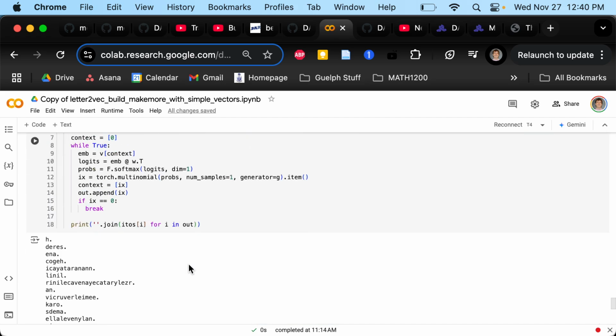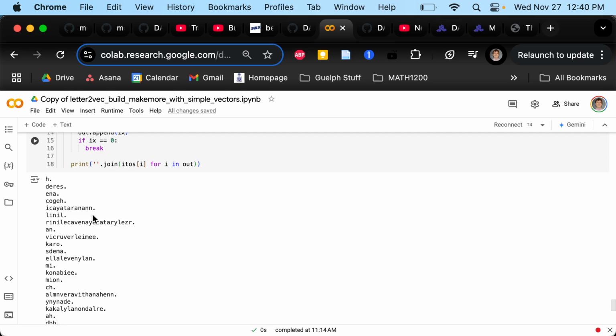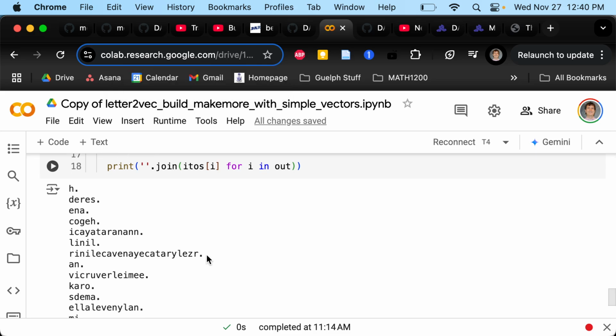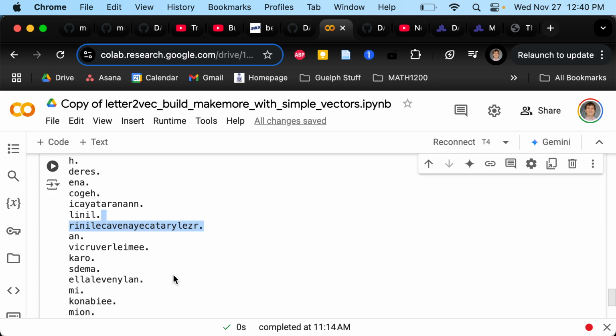And here are some example names that you get, which hopefully look a little better than before. This one, you see the model can sometimes just decide to keep going and going. Let's pick a good one. Hey, that's a nice name. Ella Levenlien. That could be a name. Me. Hey, that's like the first two letters of my name. That's great. Kara. There's a famous chess guy named Kara. He invented an opening called the Karo Khan. Okay, great.